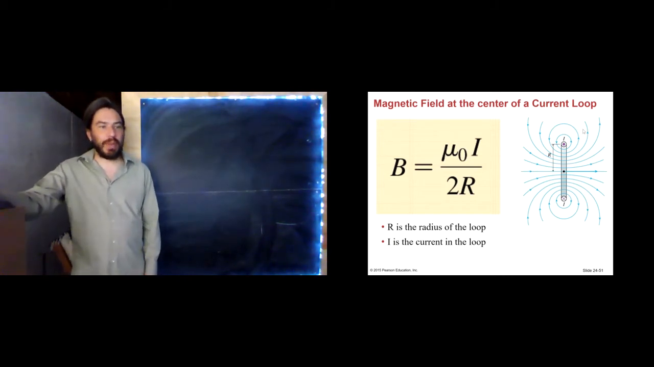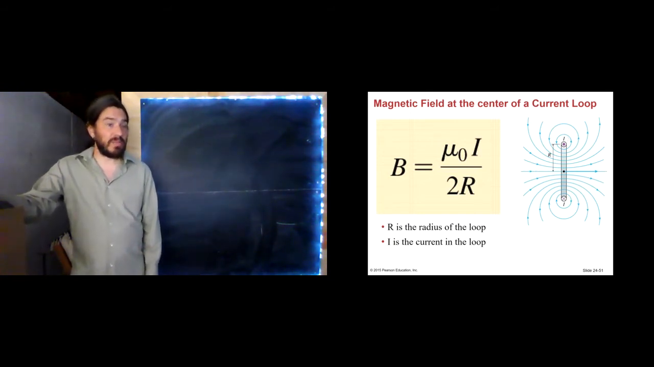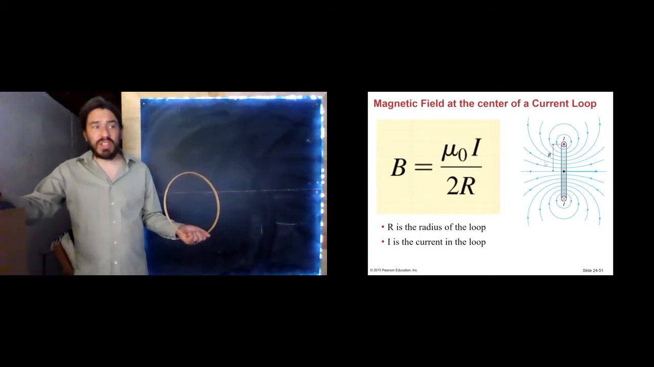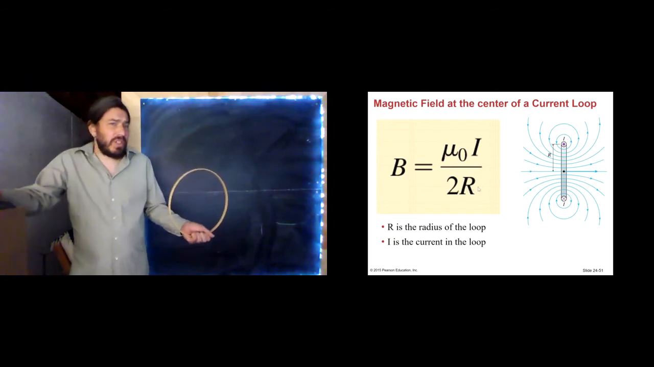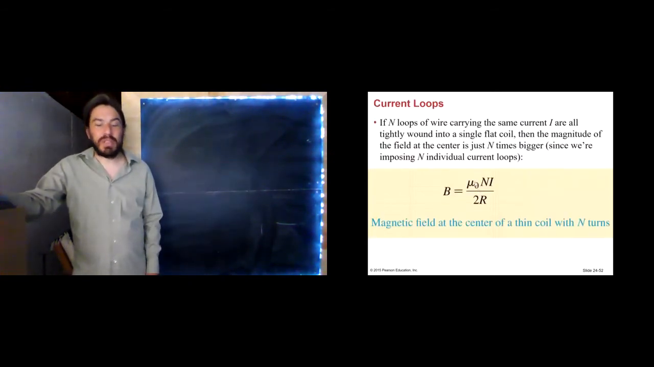And here's this shape. Recall that this shape is very similar to that of a bar magnet, right? And so the north pole of this current loop would be over here, and over here would be the south pole. So if I just have one loop, I have mu naught I over 2r. Well, what if I have a bunch of loops? Well, I just multiply it by however many loops I do have.